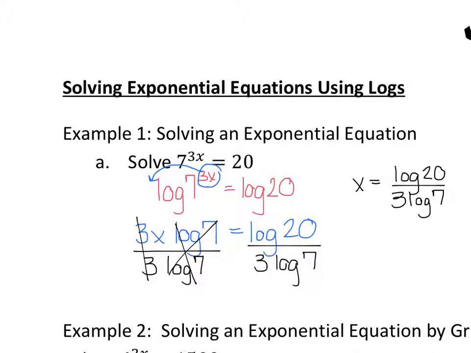Now, what's the base for those logs? 10. It's the common log, which means you can put it in your calculator. So that's exactly what you're going to do. Get your calculator and put log 20 divided by parentheses around the denominator 3 log 7. And round your answer to 2 decimal places. And there you go with the first problem.